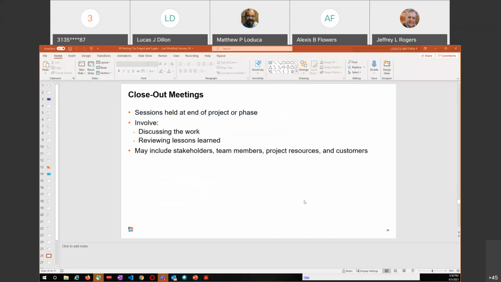Closeout meeting, a session held at the end of the project or the phase. It involves discussing the work, reviewing the lessons learned, and includes stakeholders, team members, project resources, and customers. This is not a requirement that you have to do. This is a guideline for when you have closeout meetings. So if your contract requires it, or if your company requires it, these are the kinds of things you'll be looking at.